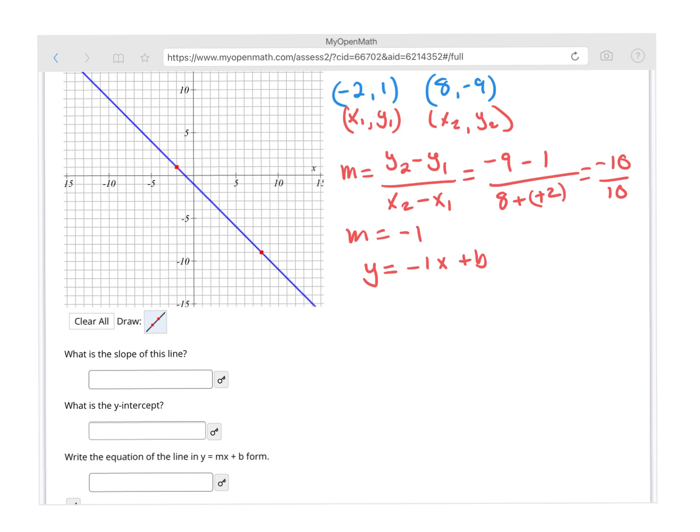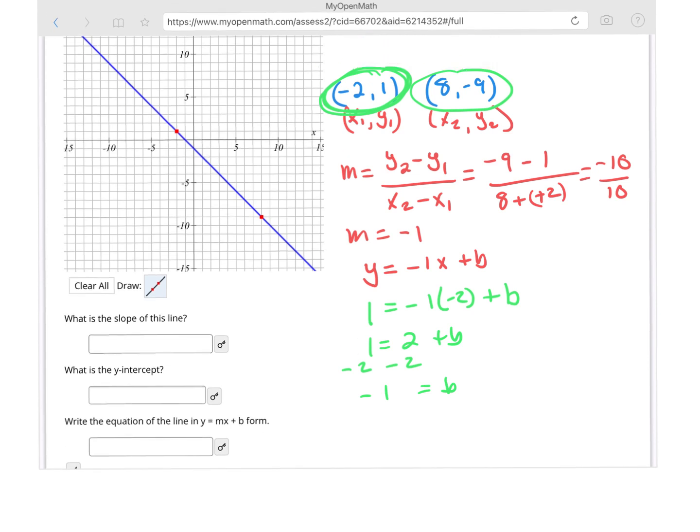To do that, I'm just going to choose one of my 2 points. Now, it doesn't matter which one you choose. I'm just going to choose the point (-2, 1). So y, which is 1, equals negative 1 times negative 2, because negative 2 is x, plus b. Now, if I solve this equation, that will give me my answer. So it'll look something like this: 1 equals negative 1 times negative 2, which is a positive 2, plus b. So then if I subtract 2 from both sides, I end up with b equal to negative 1. Once we know b is equal to negative 1, we can write the equation.